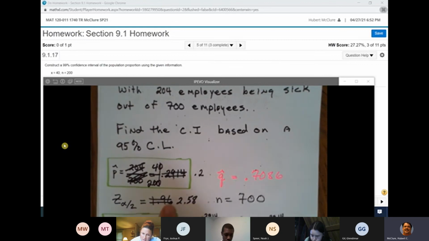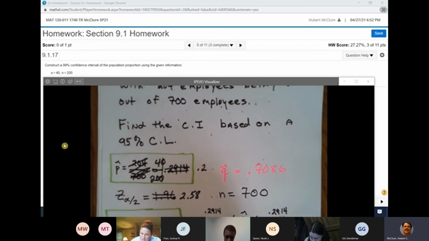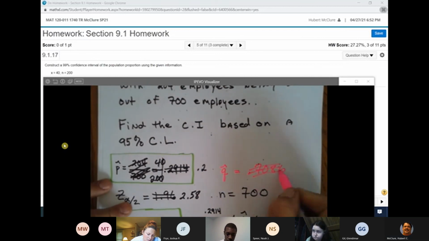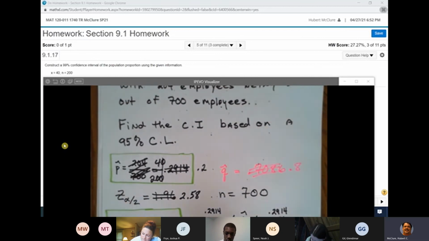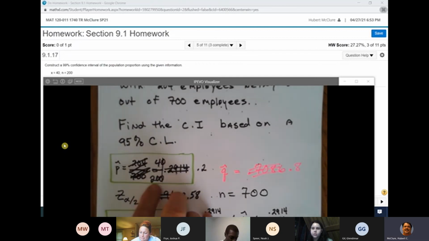And if P hat is 0.2, somebody tell me what Q hat is. 0.8. Did somebody check me, what's 40 over 200? How did you get 4.8 on the P hat? It was 0.8, the complement of 0.2. Okay. Did somebody check 40 over 200? Yeah, it's 0.2.